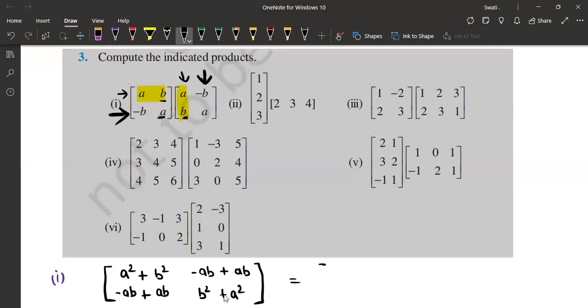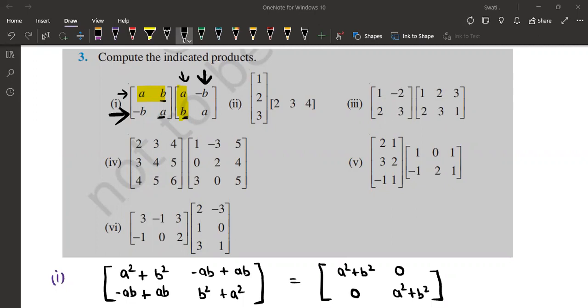It's very simple. The answer is going to be A square plus B square as it is. Minus AB plus AB is going to be 0. Minus AB plus AB here is also going to be 0. And if you want, you can write B square plus A square as A square plus B square, because addition is also commutative. So it's the same thing. All right, so we have got our first answer.